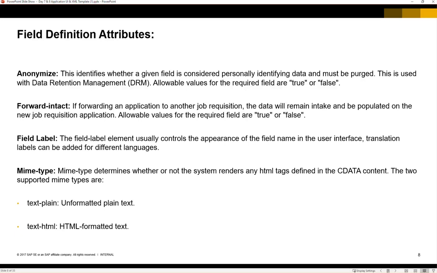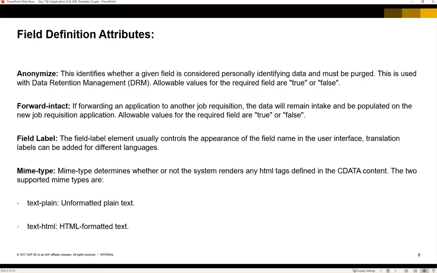Forward intact. If forwarding an application to another job requisition, the data will remain intact and be populated on the new application. So again, allowable values here are either true or false, and what that simply means is that, for example, maybe you have an attachment field and it's called please upload your driving license. If we're forwarding an application to a different job, and maybe this job is also for a delivery driver, well then we need to make sure that we forward the driver license document with it. So when we're forwarding the application from job rec A to job rec B, the attachment could be considered forward intact equals true, so it will bring the value with it to the new requisition, meaning the candidate does not need to re-upload it.